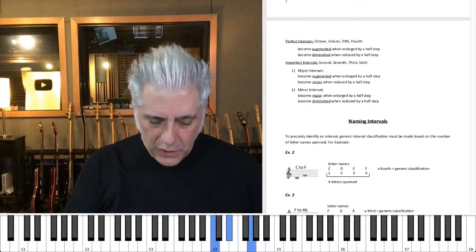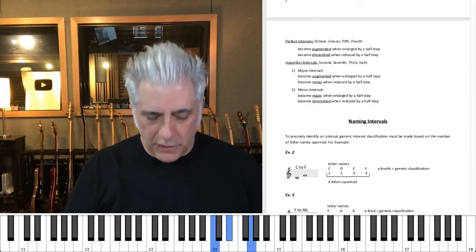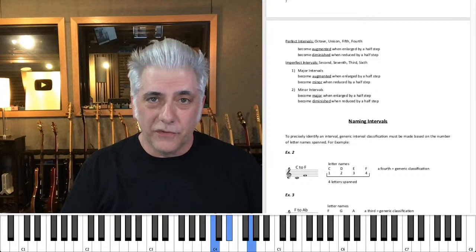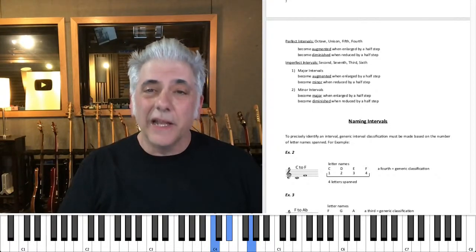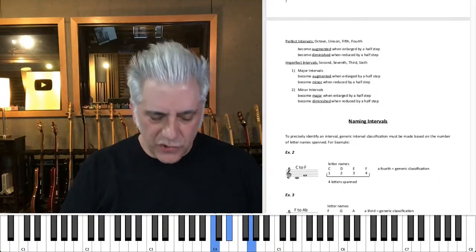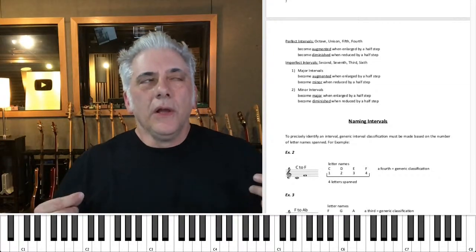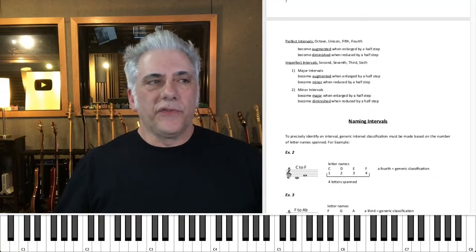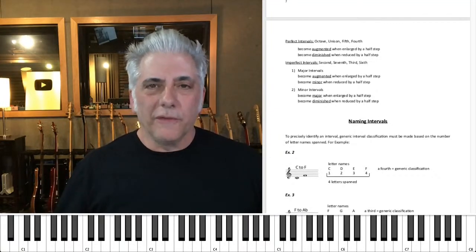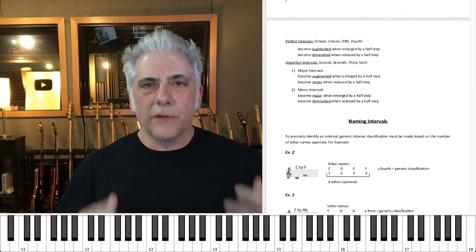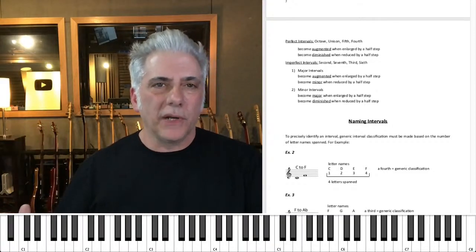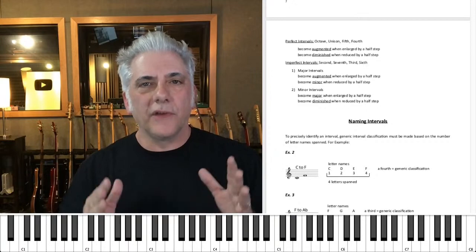A C minor chord would be a minor third, major third. It's just the opposite. On the outside, it would be a perfect fifth, same thing, C to G. Being able to hear intervals is extremely important for ear training. This is literally the first thing I teach in my book because it's the building blocks of music theory.